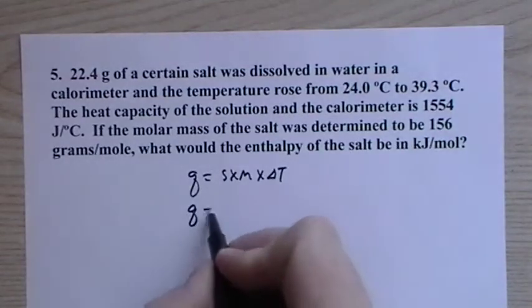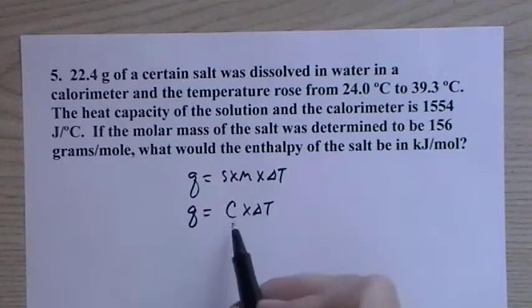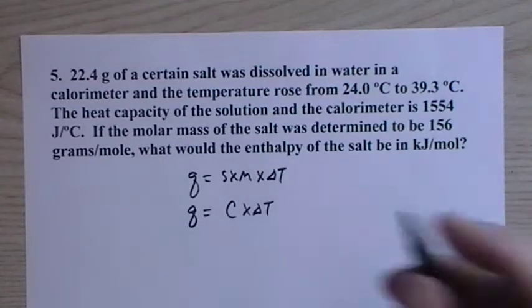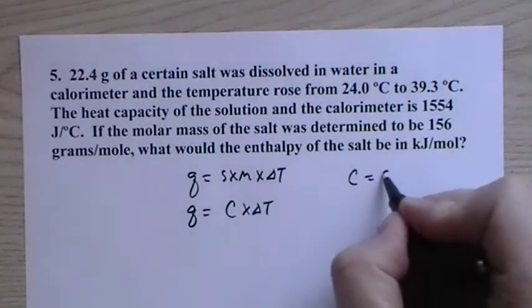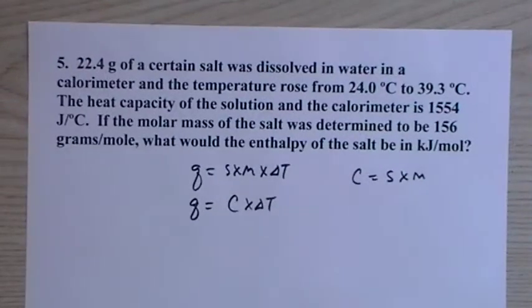But another equation for heat is where we use the heat capacity rather than the specific heat. But you can see that the heat capacity then must be equal to the specific heat times the mass. We use the heat capacity when we're dealing with a system in which the mass does not change. We don't have to add the mass, like we're adding water or a solid sample.